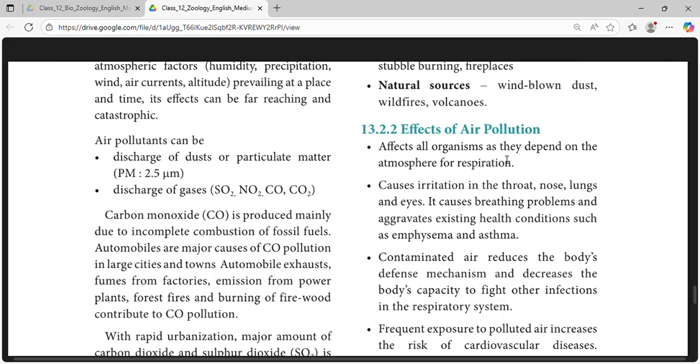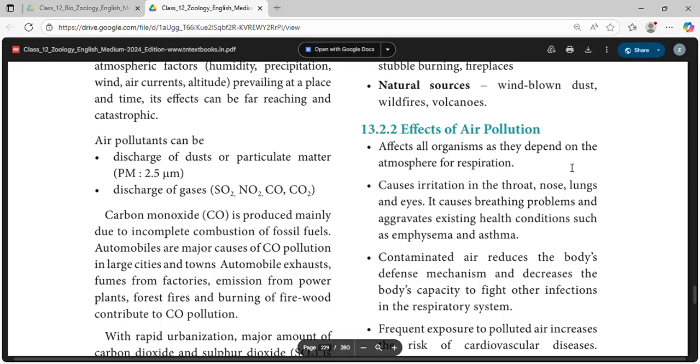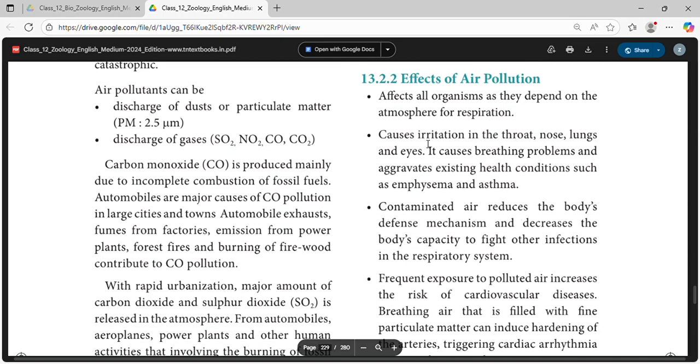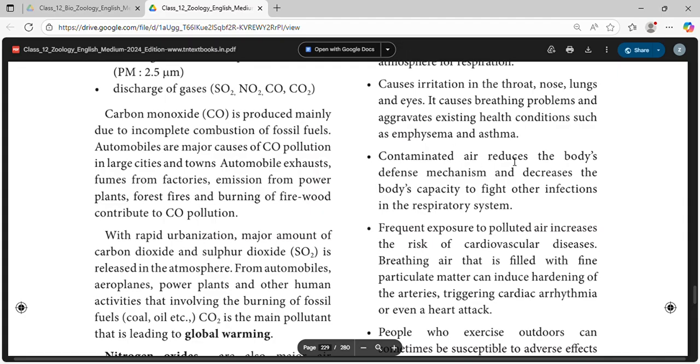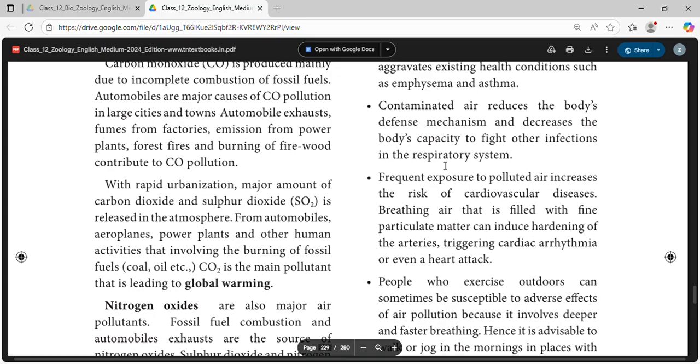Effects of air pollution: they affect all organisms as they depend on the atmosphere for respiration. Pollution causes irritation in the throat, nose, lungs, and eyes. Contaminated air reduces the body's defense mechanism and decreases the body's capacity to fight other infections in the respiratory system. Frequent exposure to polluted air increases the risk of cardiovascular diseases.